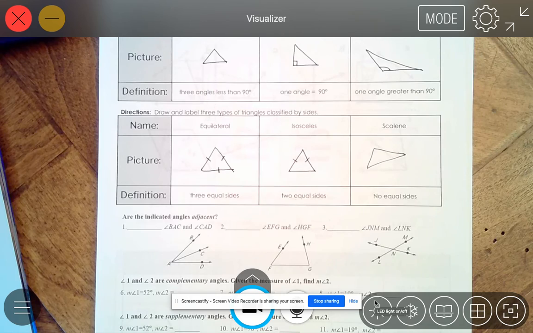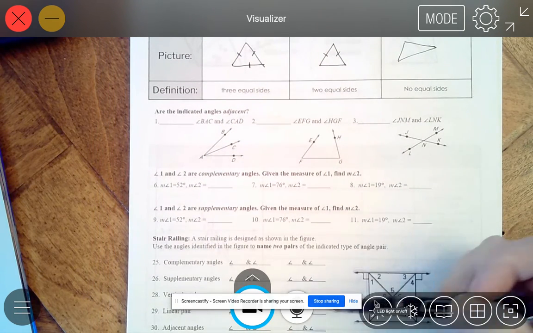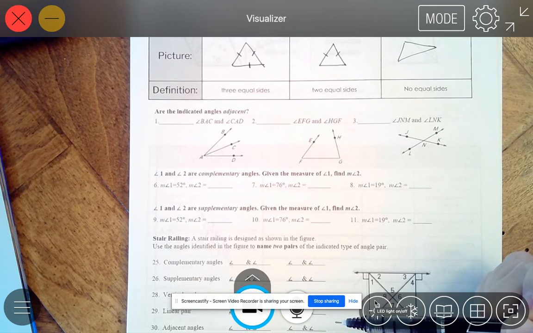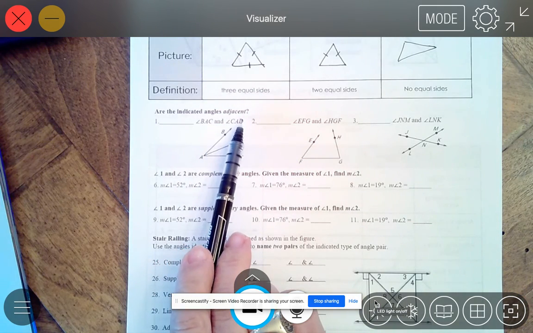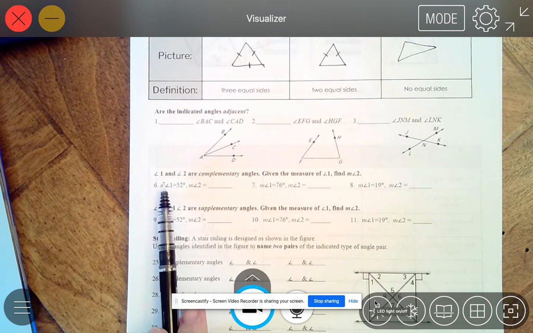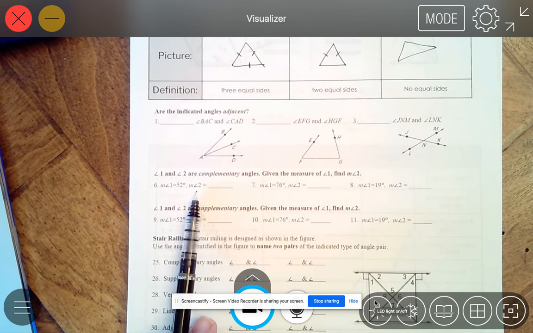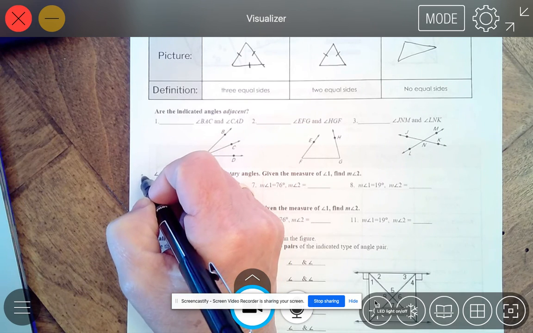Right? Now, for your work today, you are going to answer the questions at the bottom of the page. They're pretty easy. Okay? What are the indicated angles adjacent? Okay? And then down here, we're going to see if the measure of angle 1 and 2, they are complementary. So what does angle 2 have to be? For example, complementary means they need to add to 90 degrees.